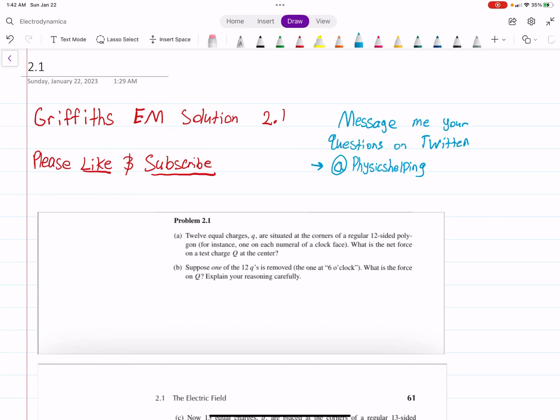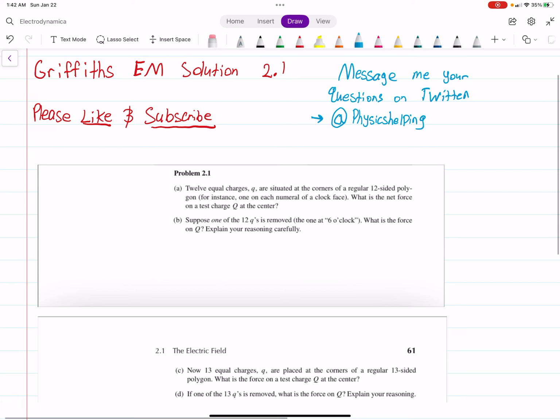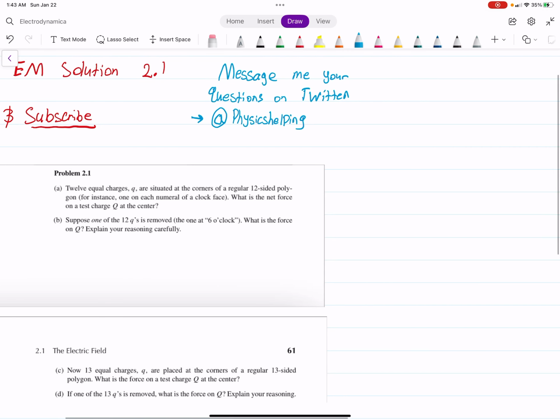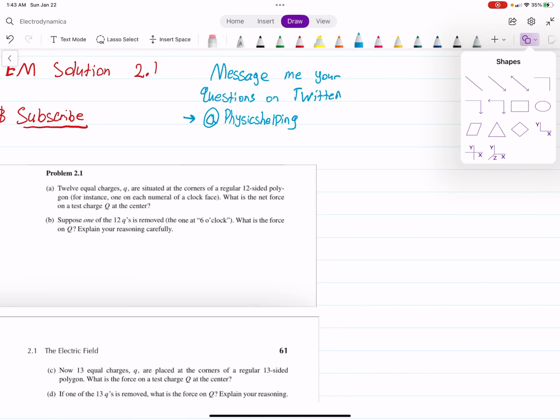All right, so let's go ahead and get started. Problem 2.1. You have 12 equal charges that are situated at the corner of a regular 12-sided polygon, for instance, one on each number on a clock face. What is the net force on the test charge Q at the center?